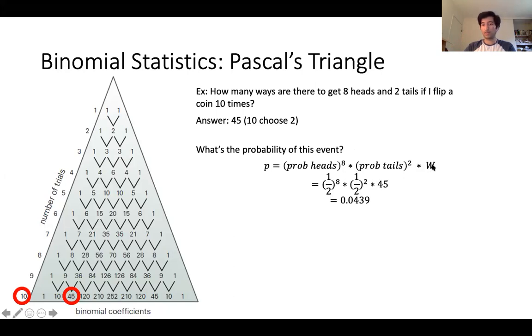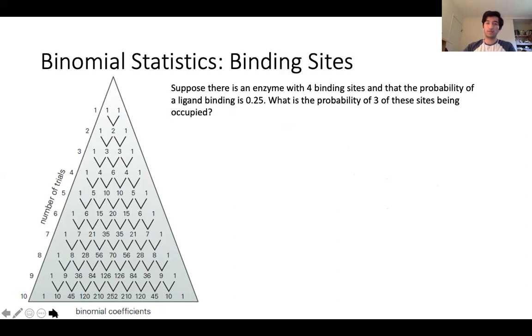And additionally, we can multiply by the multiplicity here, and in this case, the multiplicity is 45, and that gives you that the probability of seeing this particular arrangement is about 4.4%. So this was just the walkthrough when we were looking at flipping coins. But the way that you might apply this in this class is by looking at binding sites in an enzyme. And this is the question that I've written on the worksheet. And here I'll just go through a walkthrough of how this will work.